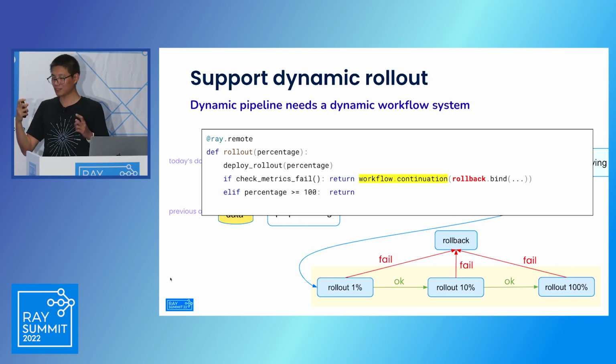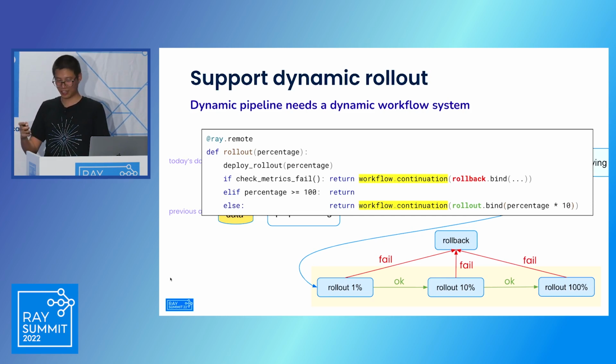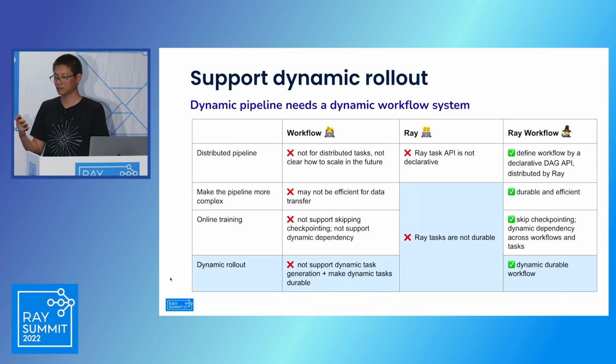And if the percentage is over 100, it basically means that the model is fully rolled out. Then you just return. This makes the workflow know that the workflow is terminated. Else, if you find the rollout is okay and you want to further increase it, you multiply your rollout percentage by 10 and return that rollout task. This will tell Ray Workflow to append a new rollout task after the previous task dynamically. So this is how we are supporting dynamicity in our workflow system.